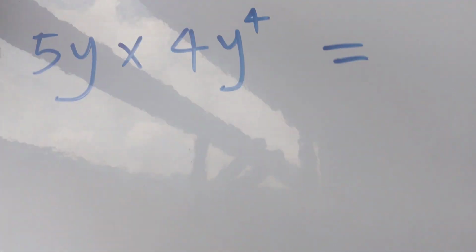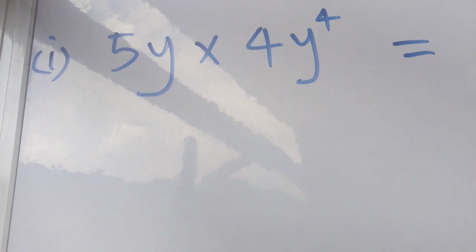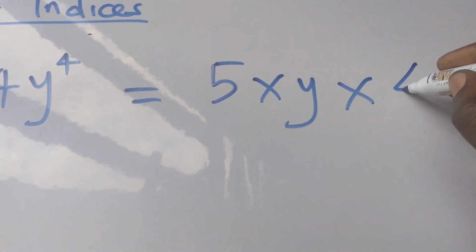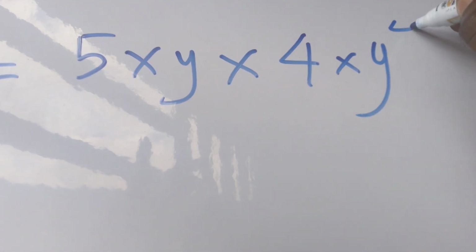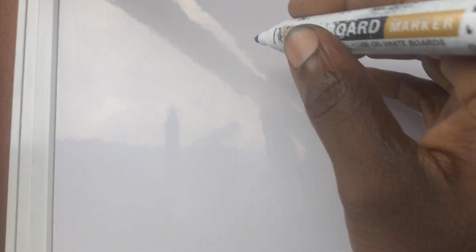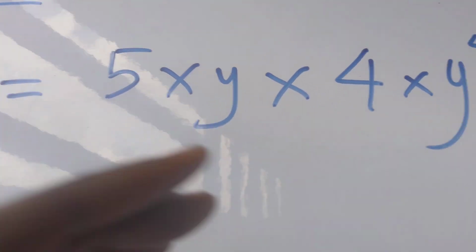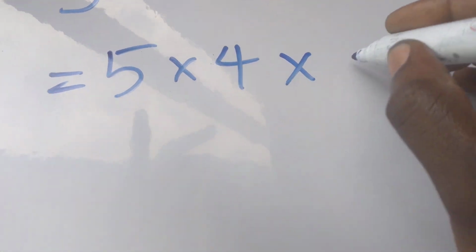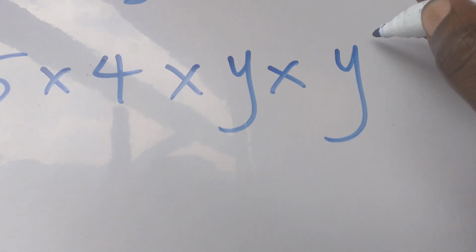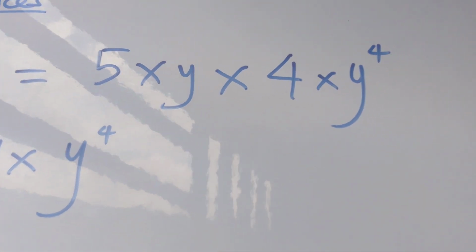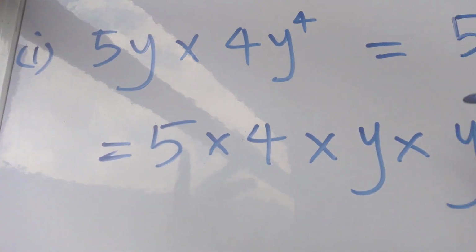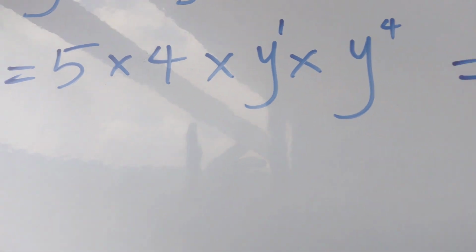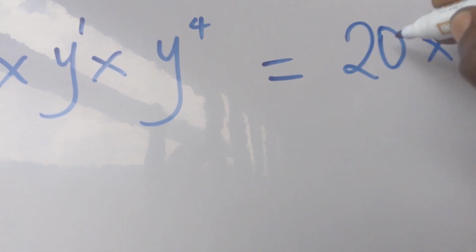Okay, so we will first split this. Now this is 5 times y times 4 times y raised to power 4. By separating them, you're having 5 times 4 times y raised to power 4. You see that this y here is raised to the power of 1.